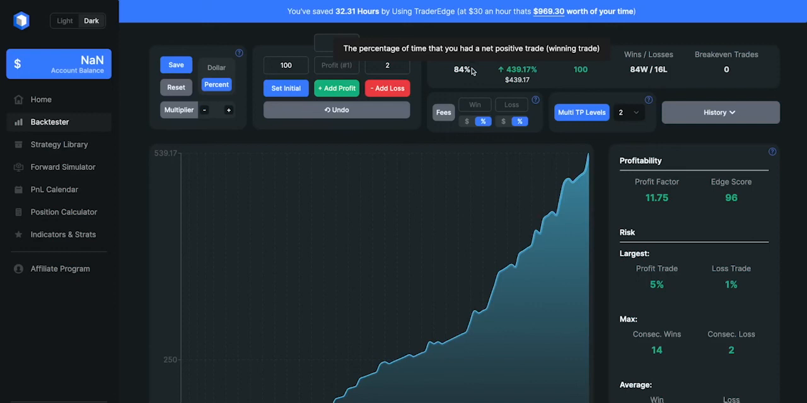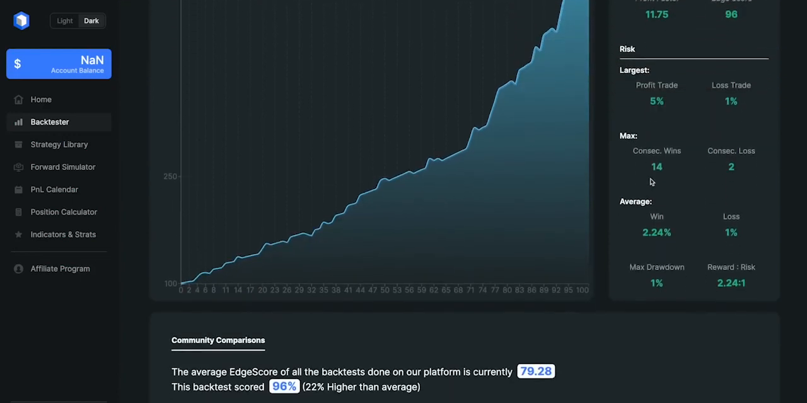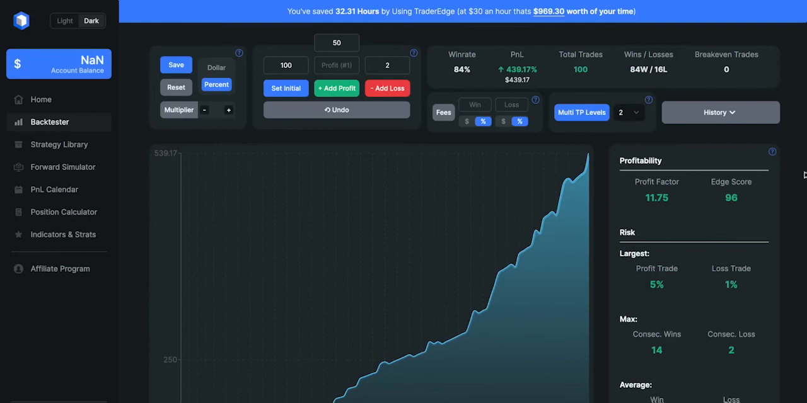The total profit and loss is 439.17%. The profit factor is 11.75. The biggest winning streak we had was 14 wins in a row. So overall, really happy with the results. Definitely give the strategy a try on different timeframes and different markets, but make sure you forward test it with paper money first before trading live.